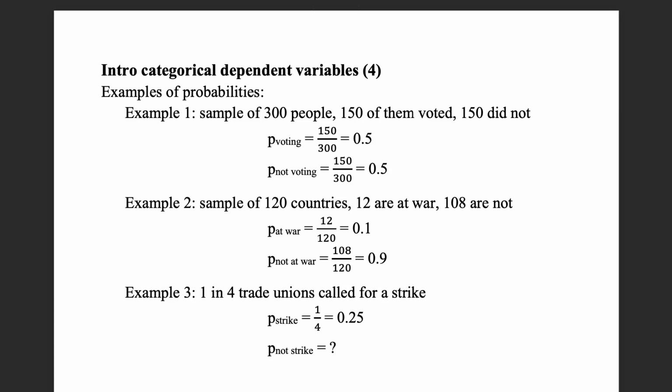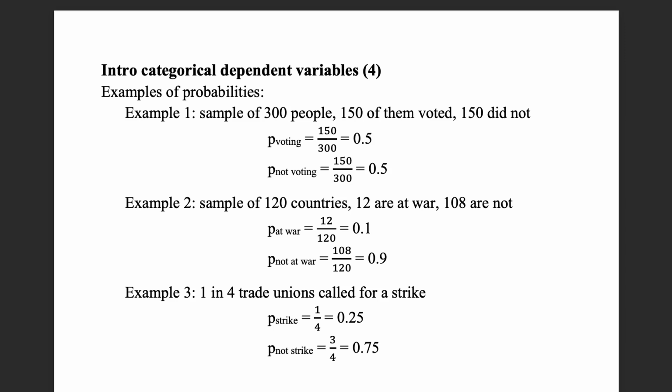What is the probability for trade unions to not call a strike? Well, again, how many events do we have? 3 in 4 trade unions did not call for a strike. So it's 3 divided by 4, which is 0.75. So that's how to calculate probabilities.